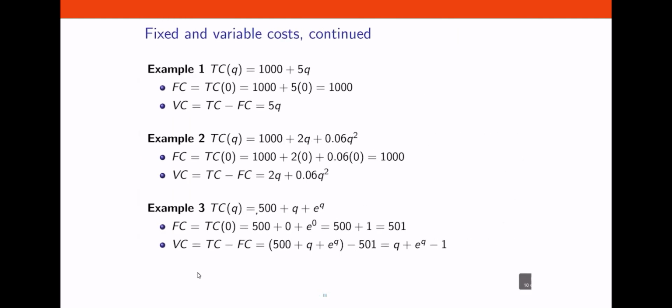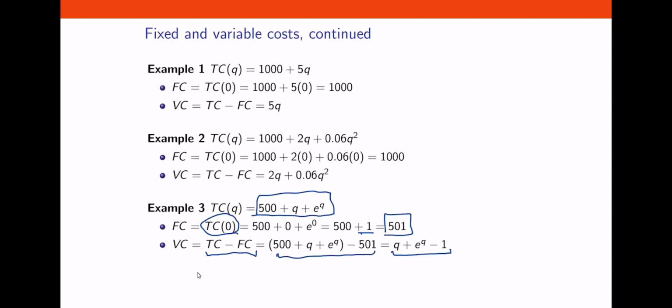If I look at this function here, then by definition, the fixed cost should be the total cost when I put Q equal to 0. Now, when you put Q equal to 0 into this expression, you get 500 plus 0 plus e to the 0. But remember, e to the 0 is 1. So actually, the fixed cost is 501. And the variable cost, by definition, is the total cost subtract the fixed cost, which is this expression here, which gives this formula.